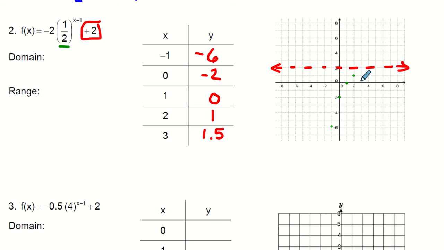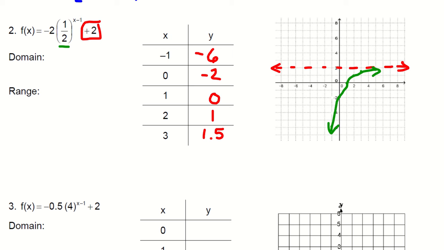And 3, 1.5. So what you'll see is, again, getting the points makes it easy to know where the graph is. I don't have to figure out if it's going to be above or below. I can just plug in the points and see where they come out. Okay, and that would be the graph of that, and it gets really close here and keeps going.